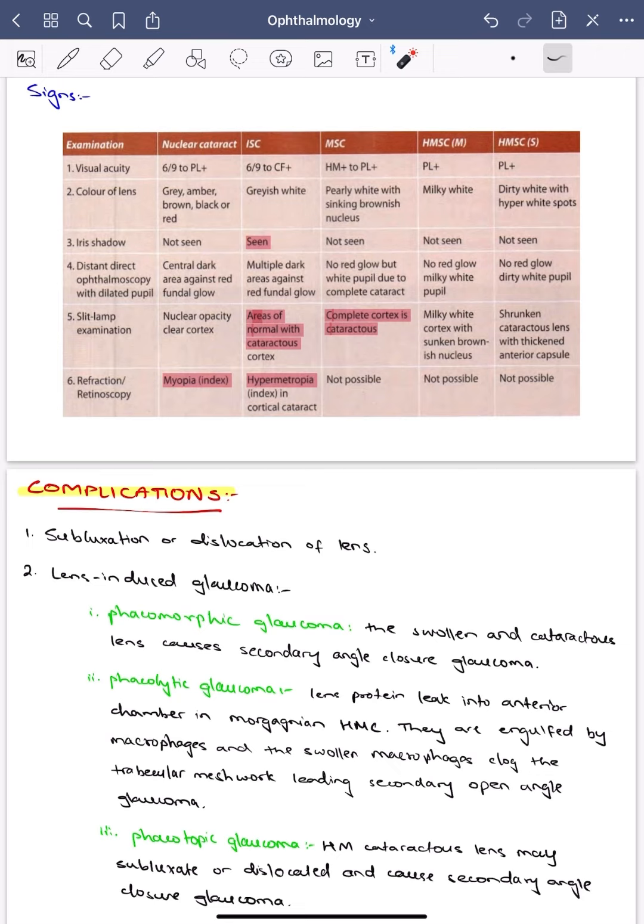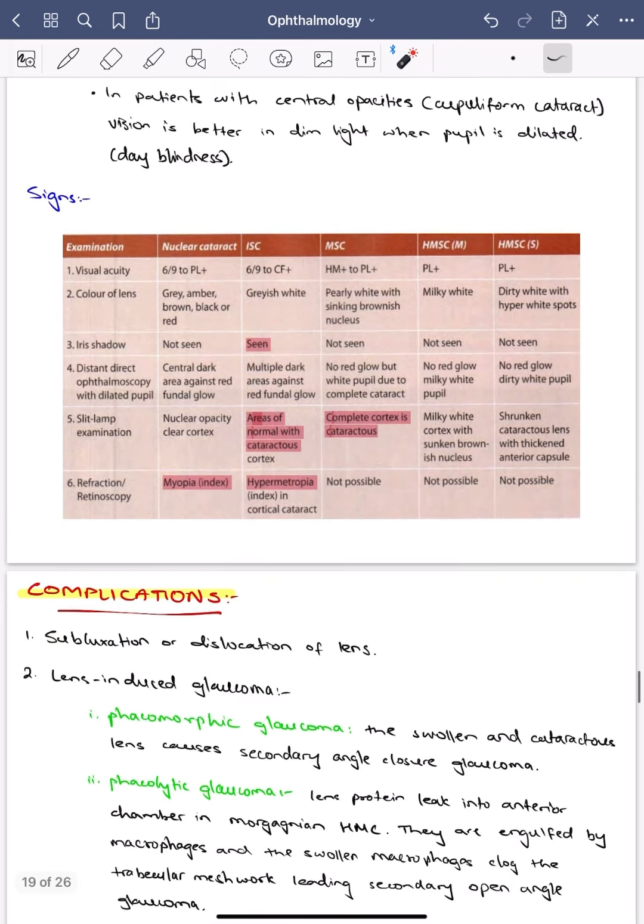Then the fourth is whether the fundus is visible or not. The fundus is basically the back of the eye. If the entire lens is opaque, then the fundus is not visible, and hence in mature senile cortical cataract the fundus is not visible, whereas in immature senile cataract the fundus is visible. So these are the signs to distinguish immature and mature senile cortical cataracts: visual acuity, color of lens, iris shadow, and whether the fundus is visible or not.